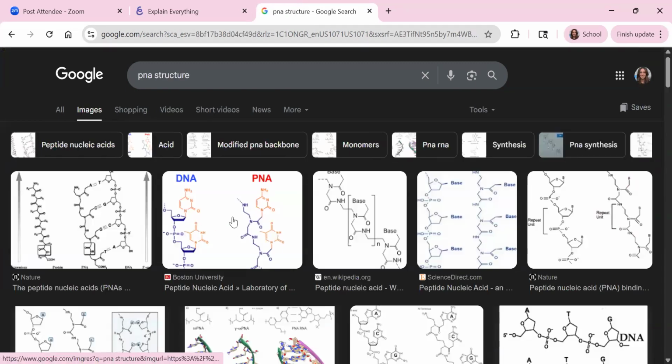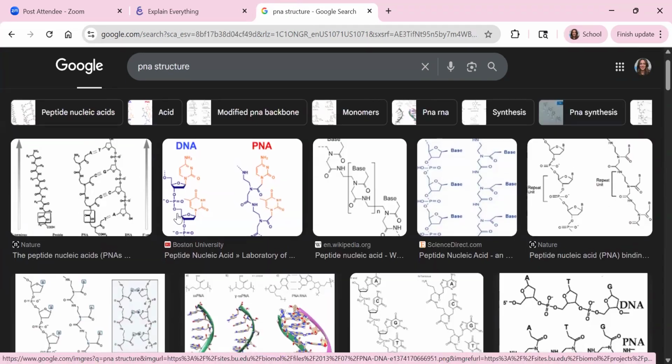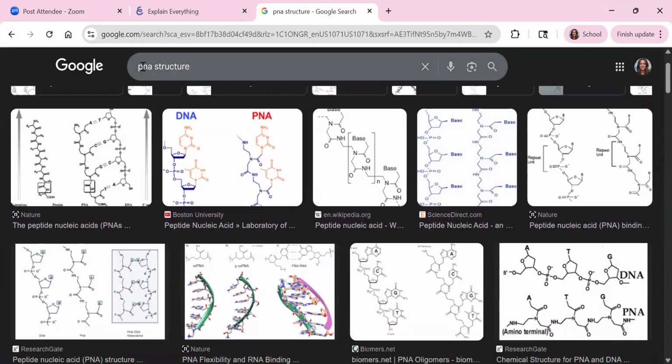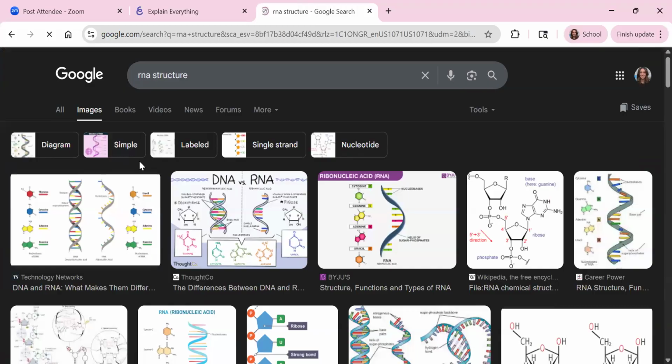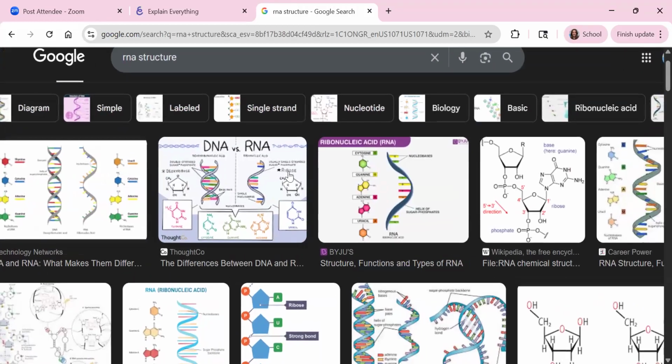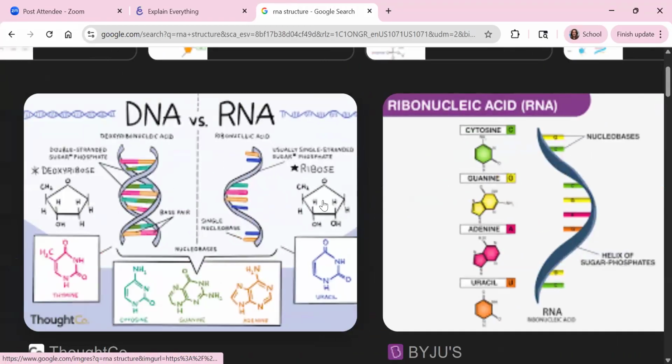Wait, DNA or RNA? RNA. Oh, I meant to say RNA. Oops. You added a new one. It looks like this.